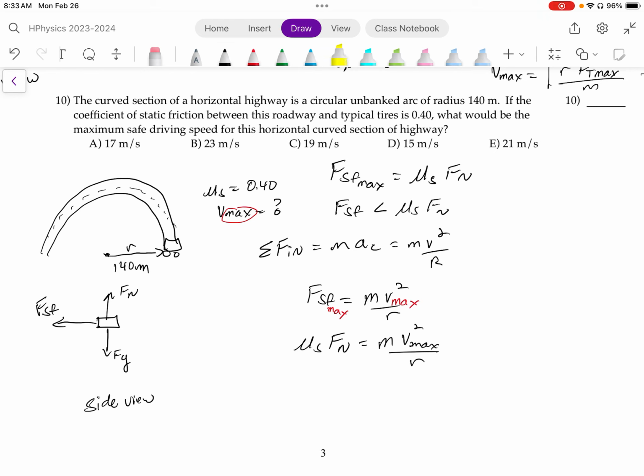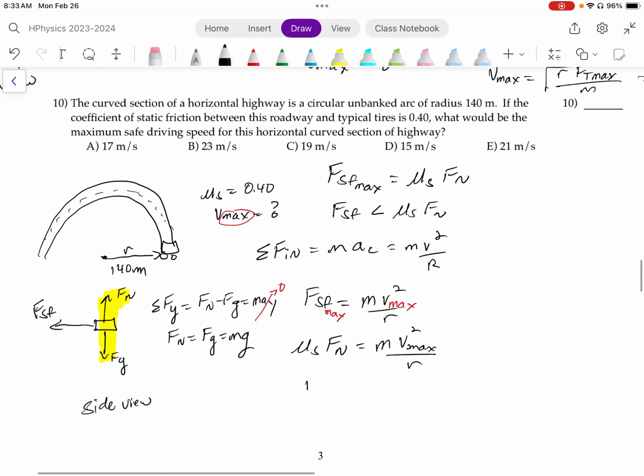Well, force normal is in the y dimension, so I'm going to have to apply Newton's second law in the y direction. Force normal up, force of gravity down, equals mass times acceleration in the y direction. The car is not accelerating in the y direction, meaning it is not going upwards or downwards, and therefore force normal is equal to force of gravity, which is equal to mg. So in this case, force normal is equal to mg.